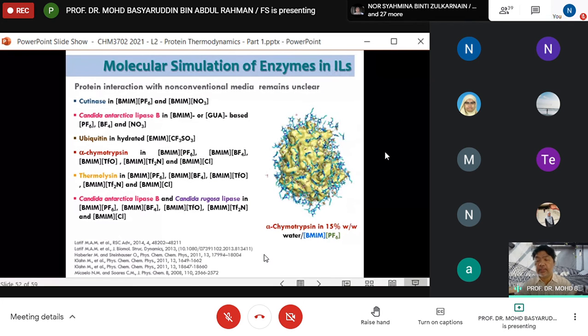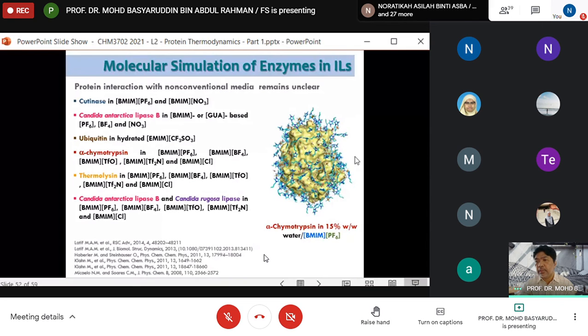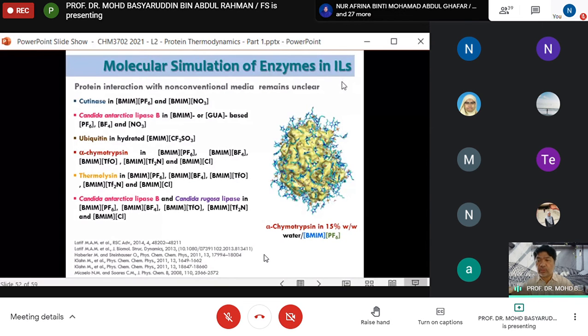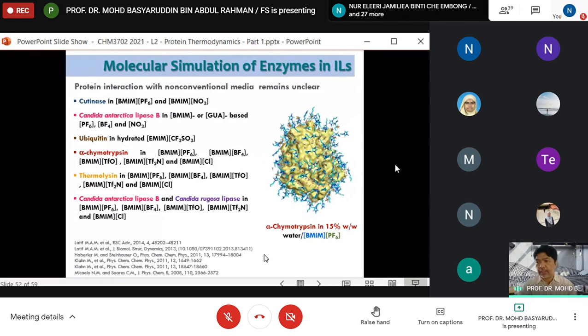So we designed it. We want to know if we can use enzyme instead of using solvent. We know what solvent can do to the protein or enzyme. So we try to use ionic liquids. Yeah, this is the example.